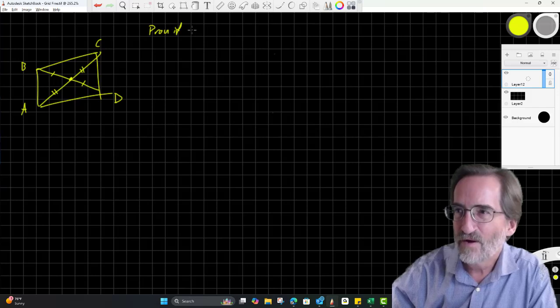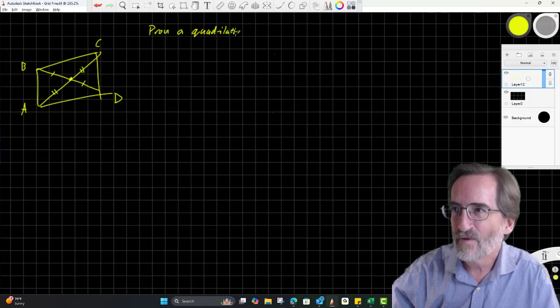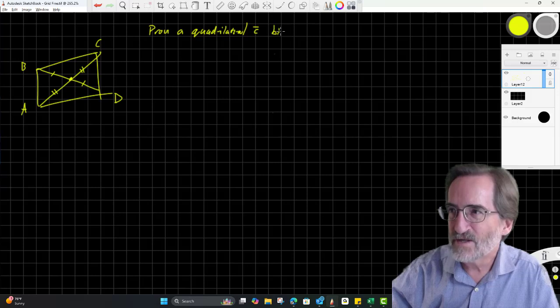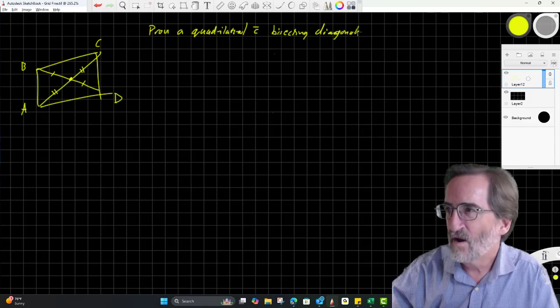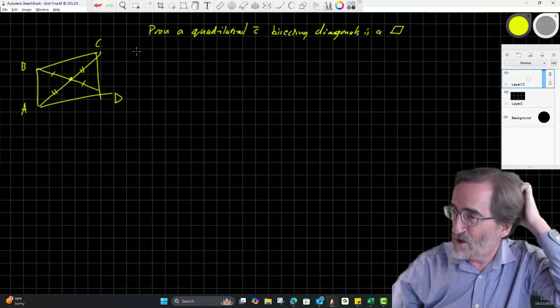prove a quadrilateral with bisecting diagonals is a parallelogram. Okay, so this is another one of the converse rules.